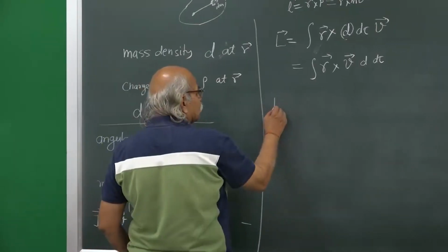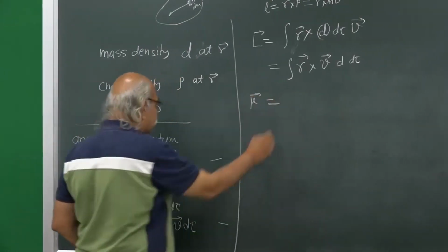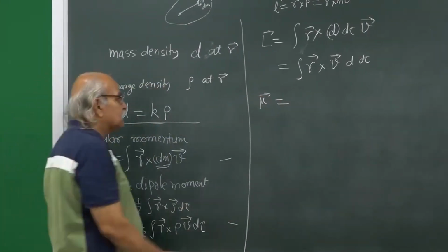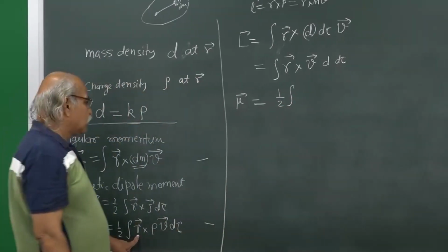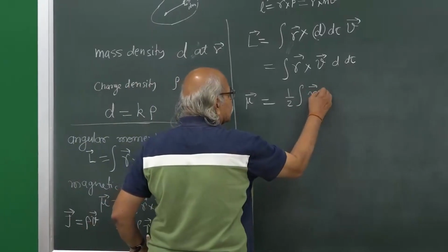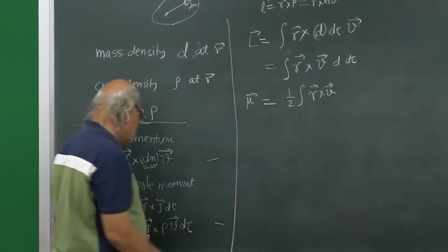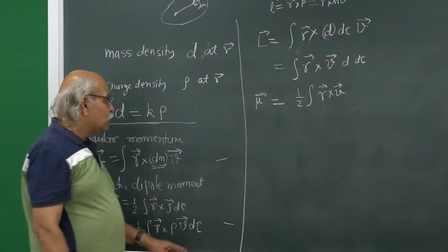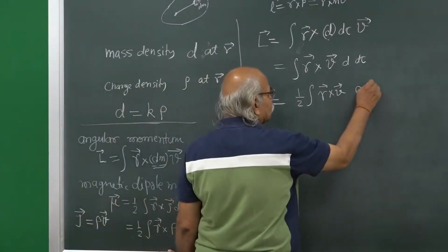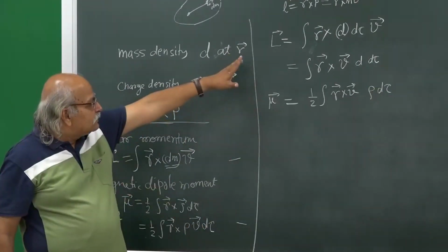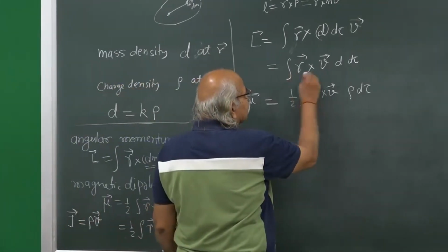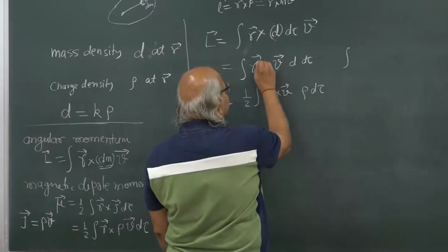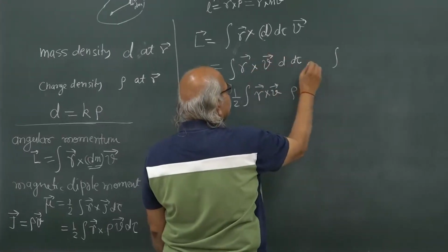Mu is equal to, I am just copying, mu is equal to half integration of r cross v, rho d tau. So you can see the similarity. You can write from here integration of r cross v.